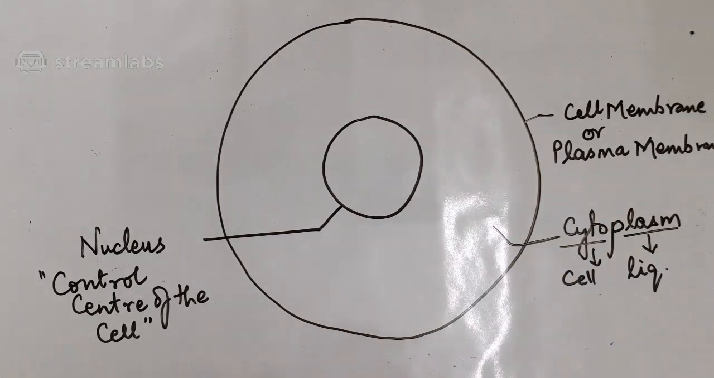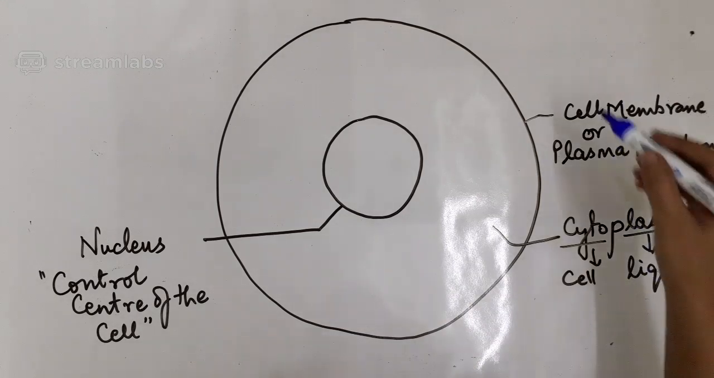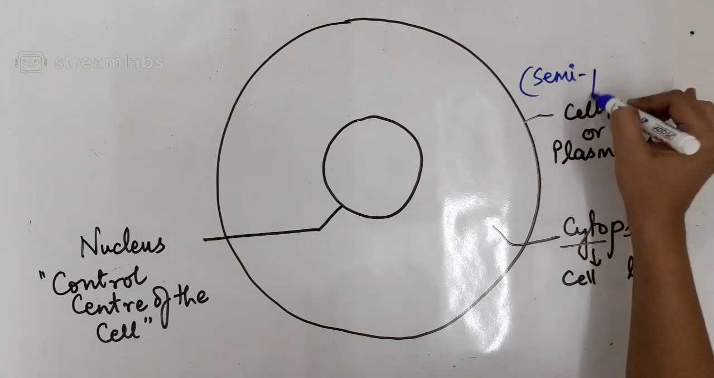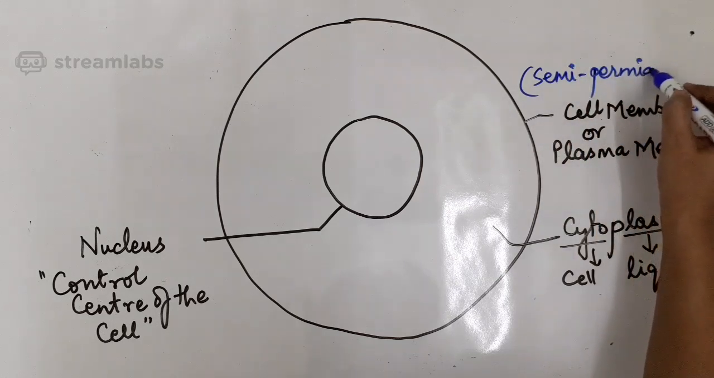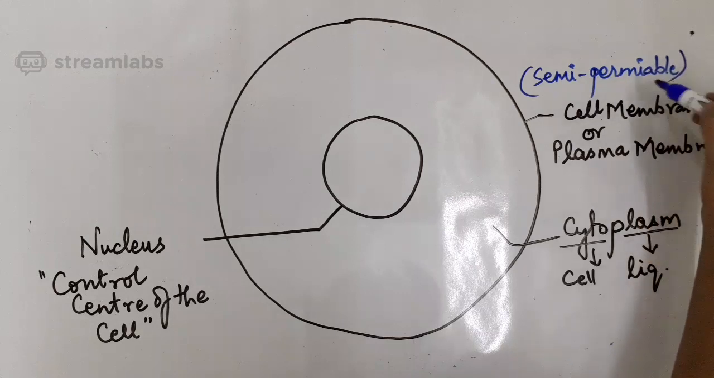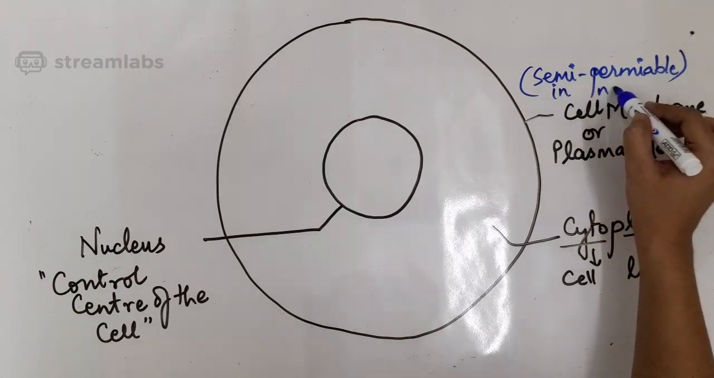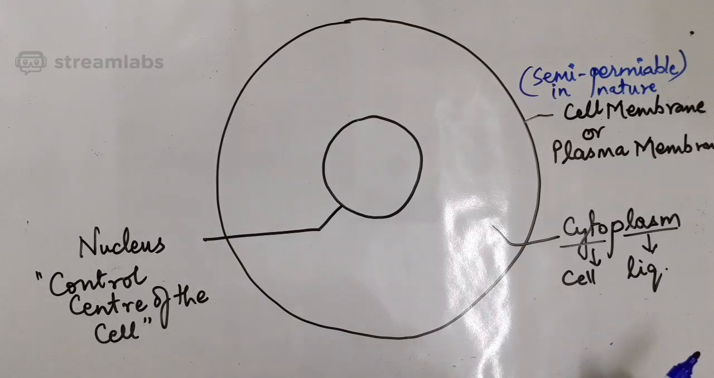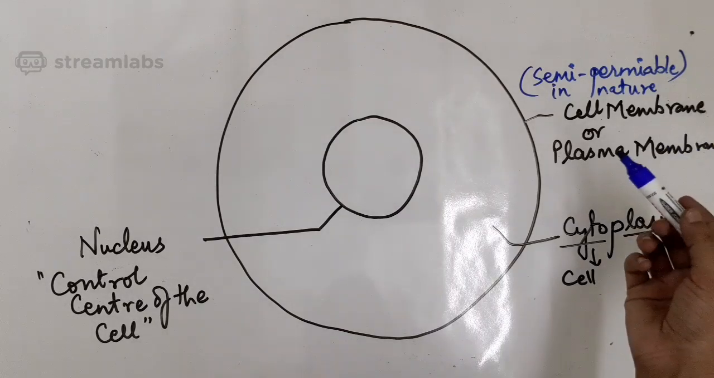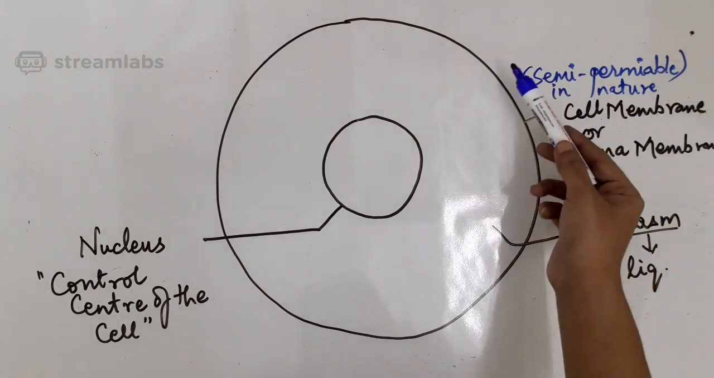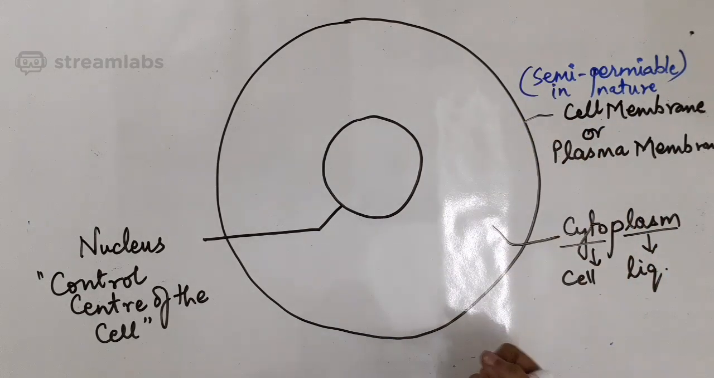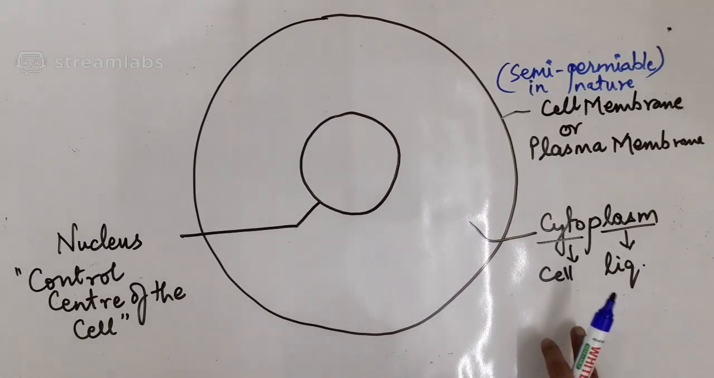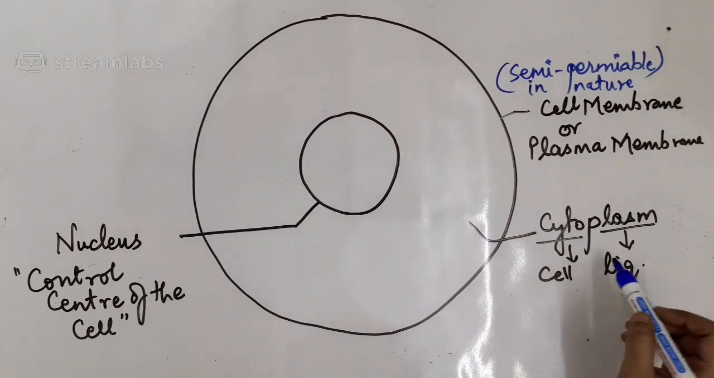This cell membrane is semi-permeable in nature. Semi-permeable, permeable means permission. What does that mean? Semi-permeable का मतलब ये permission देती है अपने through particles को आने जाने देने की. So semi-permeable nature means it allows certain materials to pass through it.